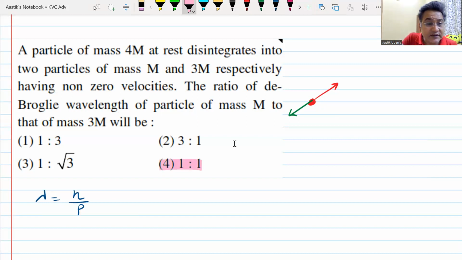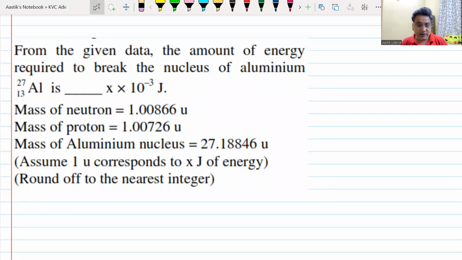Anyways, this is the next one. From the given data, the amount of energy required to break the nucleus of aluminium is... 1 mu corresponds to x joules. So the answer has to be in joules. Find out the value of x. So basically what you have to do here is find out the binding energy of this nucleus. To find the binding energy, you have to find out the mass defect.